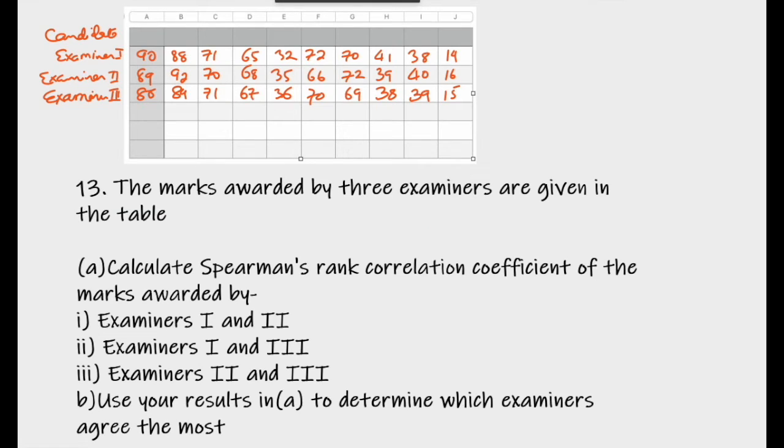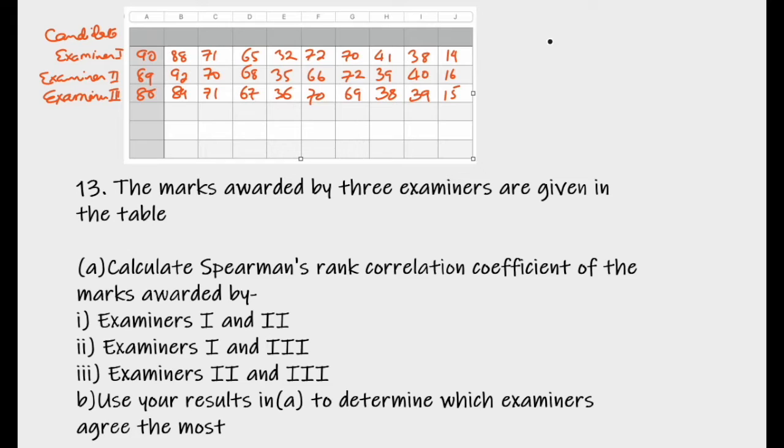Question 13. Here they have given candidates A, B, C to J, and they were awarded marks by 3 examiners. Examiner 1, 2 and 3, these are the marks awarded to them. Part A says calculate Spearman's rank correlation coefficient of the marks awarded.